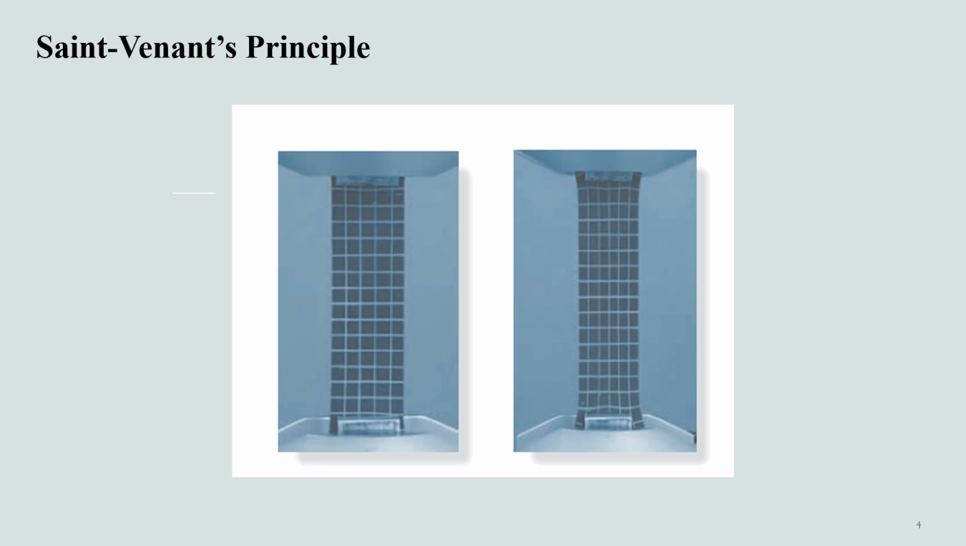This figure shows a rubber bar that has been stretched by applying forces at its ends. We can see here that the distortion or the deformations at the ends are more evenly distributed in the center of the bar. The effect of this applied force is not very apparent or distorted in the center of the bar, and this is in line with St. Venant's principle.